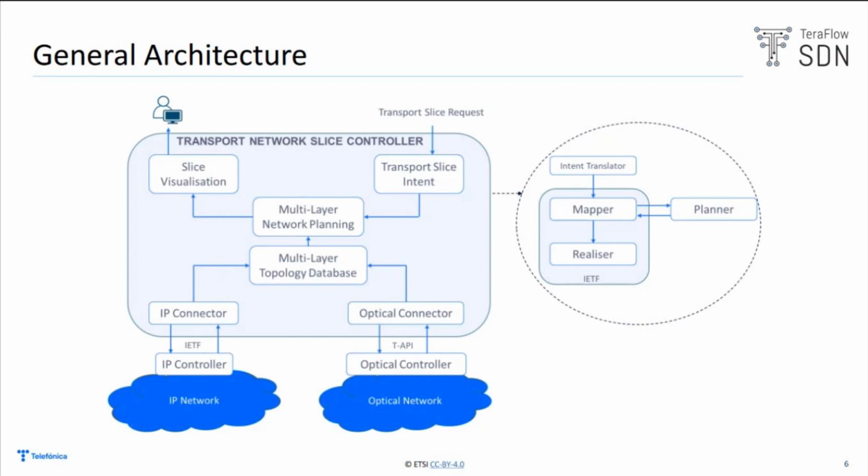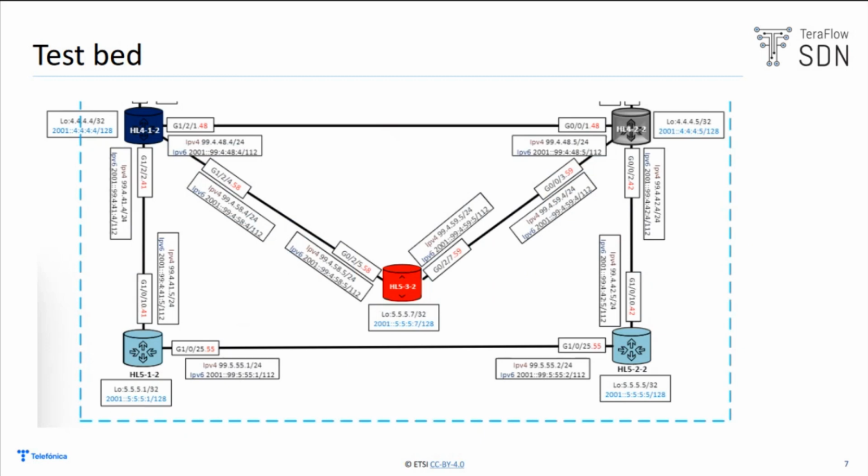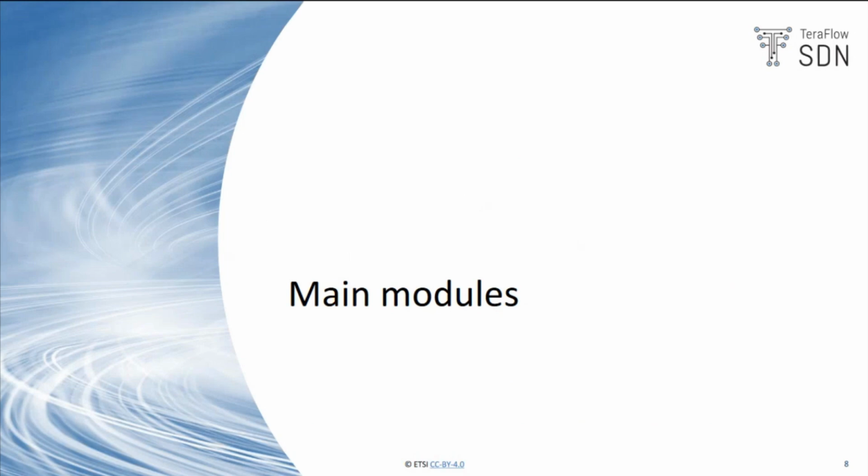For this, we need to obtain the topology, the IP topology and optical topology, and the multi-layer topology database will be the module to retrieve this information. And the TeraFlowSDN controller will be the IP controller and also the optical controller to communicate with all devices. For the IP architecture, we use this small topology that combines IP devices, physical devices with virtual devices. And I'm going to explain now the main modules of this architecture.